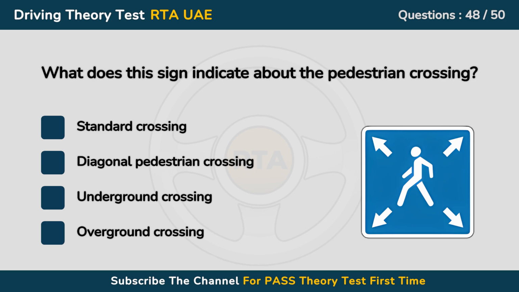A. Standard crossing. B. Diagonal pedestrian crossing. C. Underground crossing. D. Overground crossing.